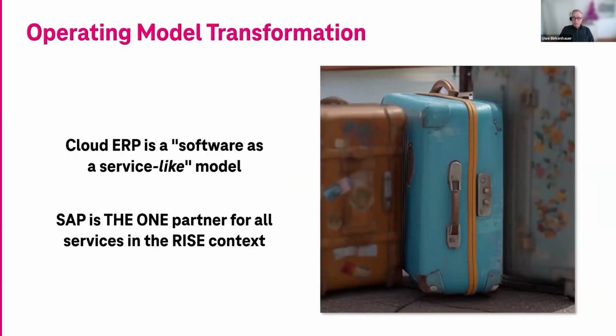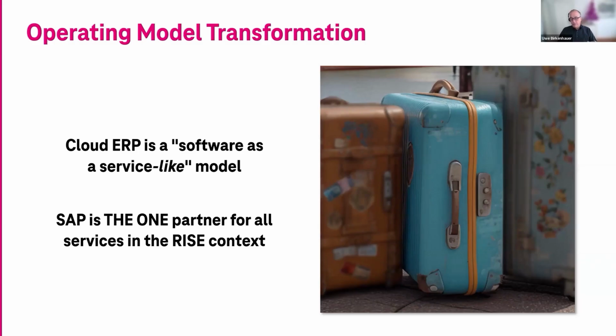So the second thing is the operating model transformation. SAP markets Cloud ERP as software as a service, but everyone who looks inside it and takes a look at the architecture and the complexity would agree that it's a software as a service like model. It's not true SaaS, but it's a software as a service like model.